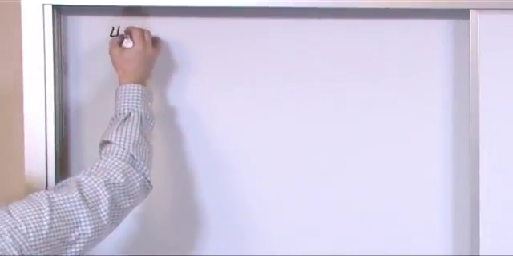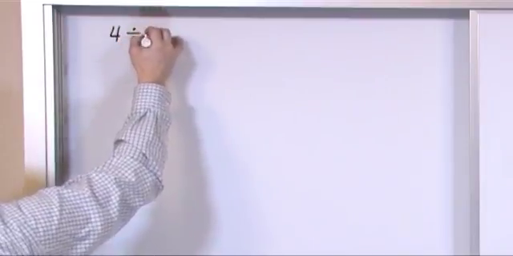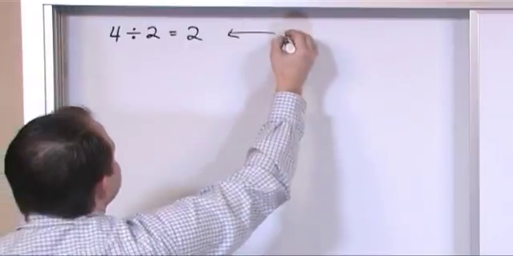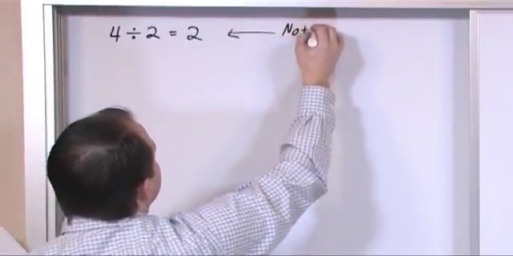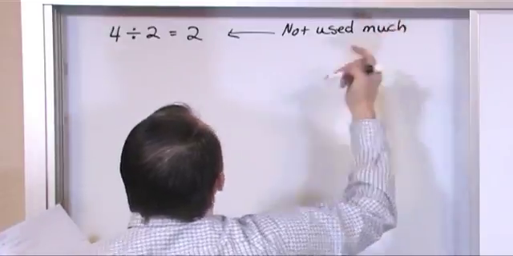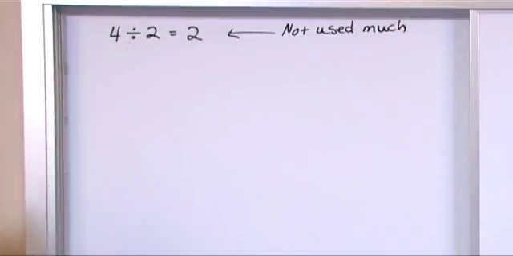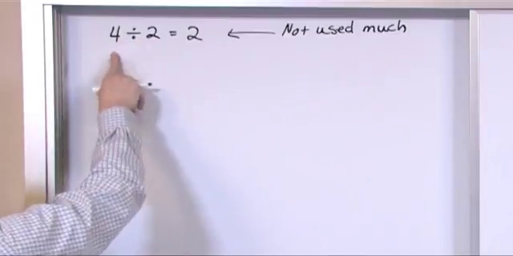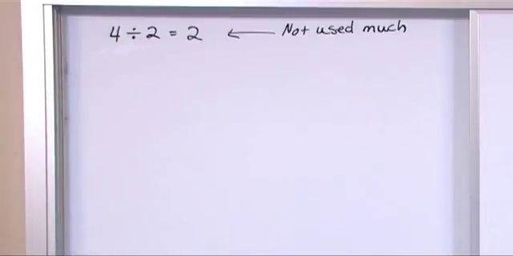The way that you've seen it up until now is something like 4 divided by 2 is 2. Now, you don't see this much. It's not used much just because this symbol is kind of cumbersome. We've been using parentheses and other things so far, and just to write the symbol down is kind of messy. So you're not going to see it too much in algebra, but I'm just letting you know that's one way that you can write division.